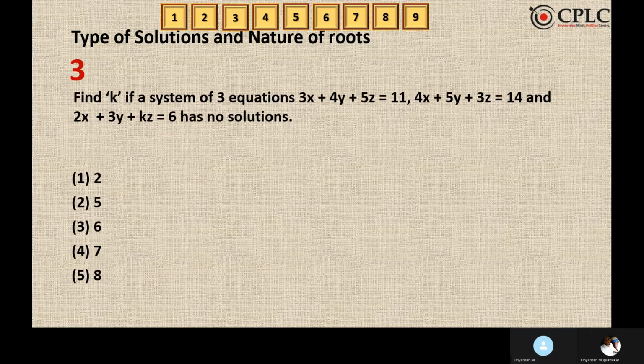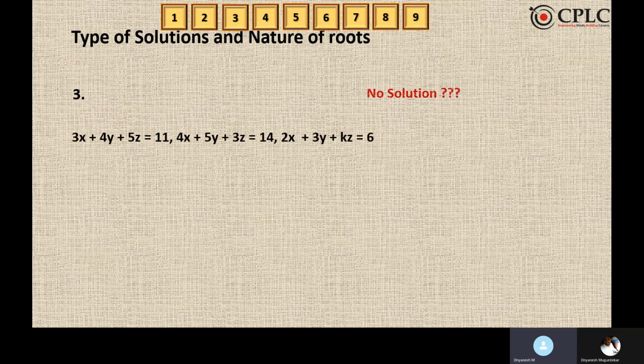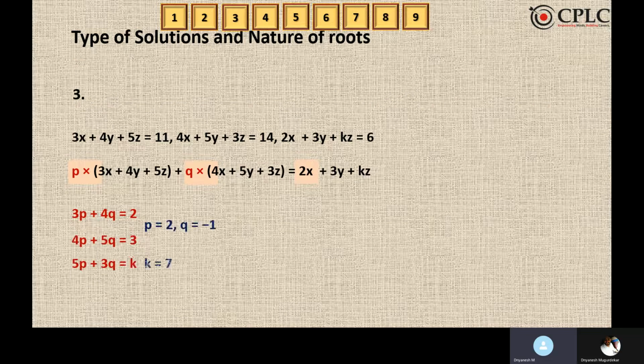Third one, again, 3 variables. So as I said in the earlier topic, it is not part of the syllabus. So we'll discard this.